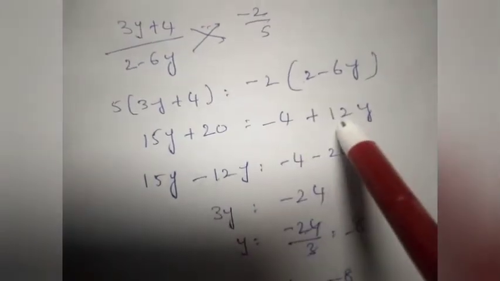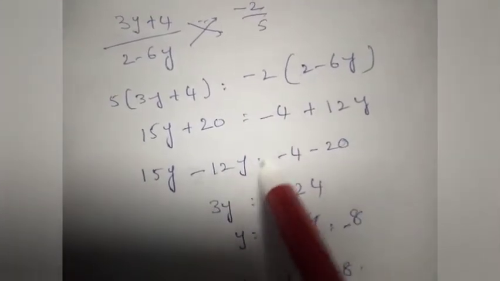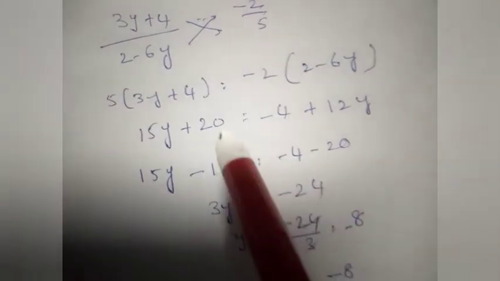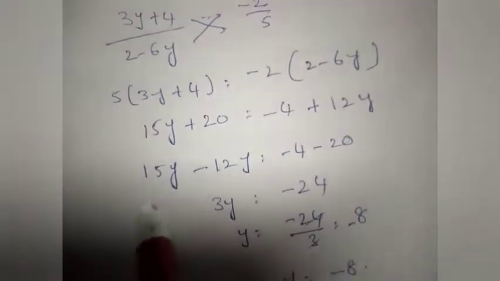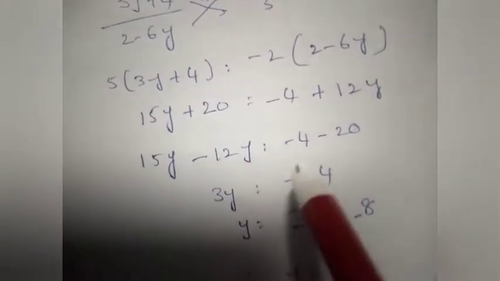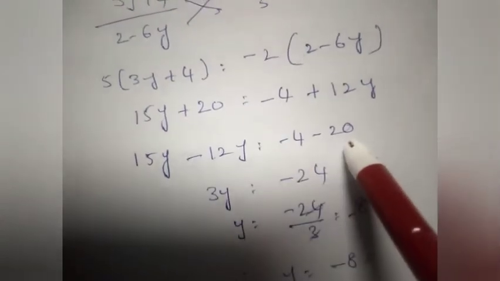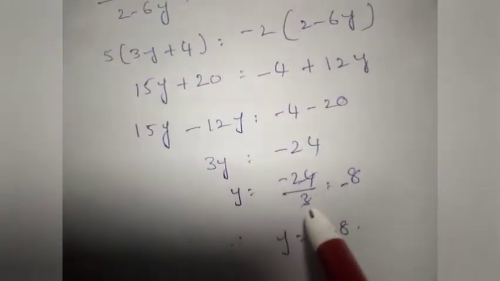15y, here it is plus y. When it comes to this side, it becomes minus 12y is equal to minus 4 here plus 20. When it goes to that side, it becomes minus 20. So 15y minus 12y is 3y is equal to minus 4 minus 20, that is minus 24. So y is equal to minus 24 by 3.